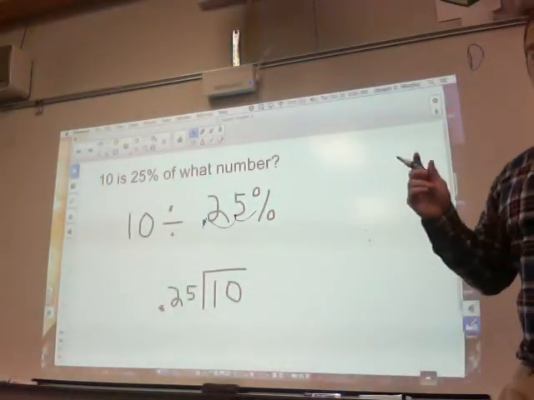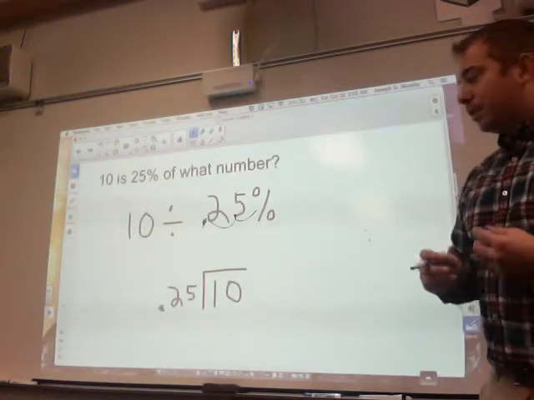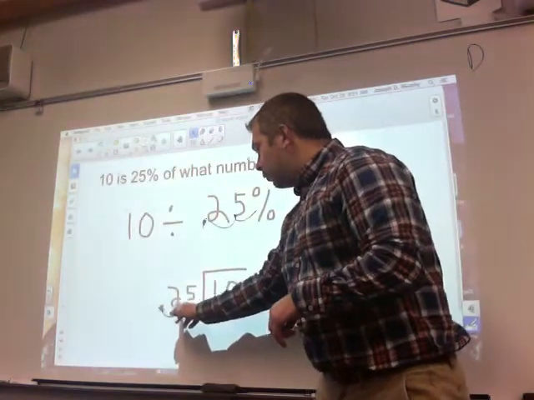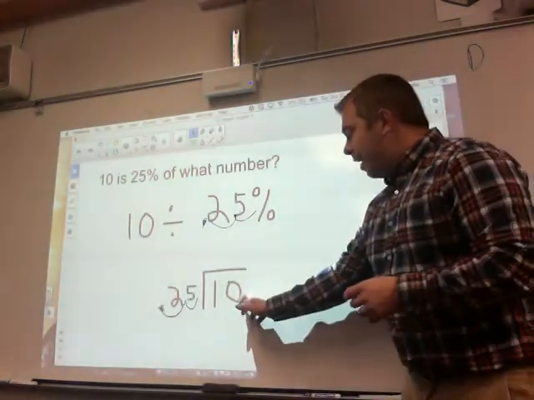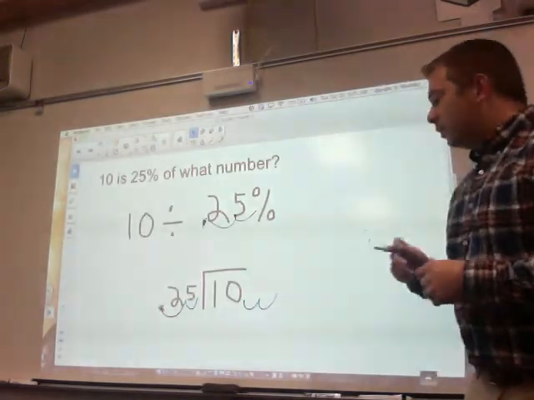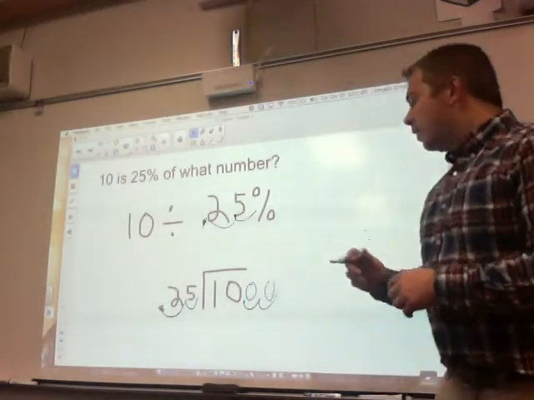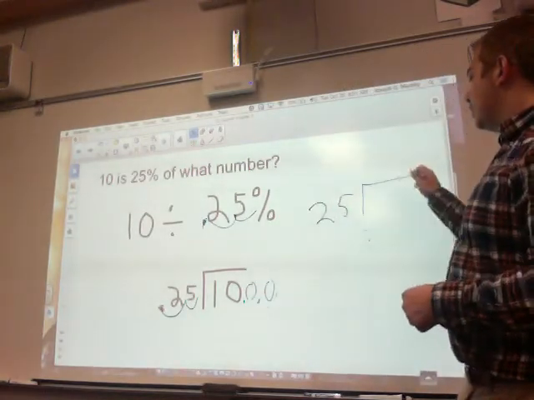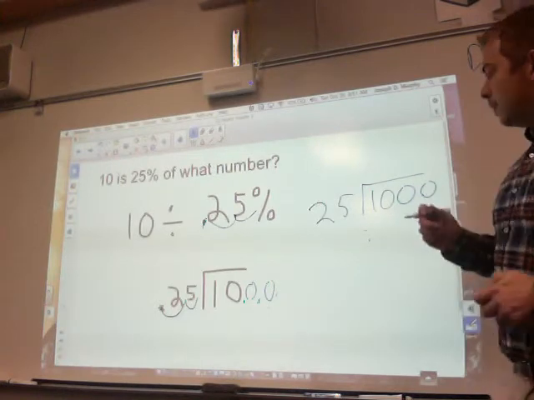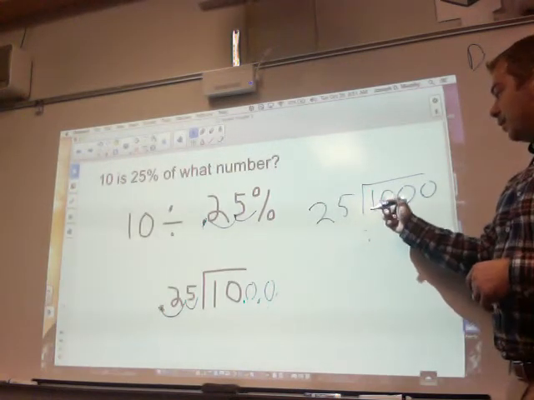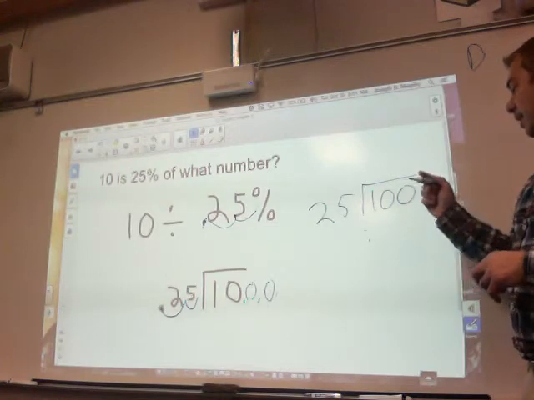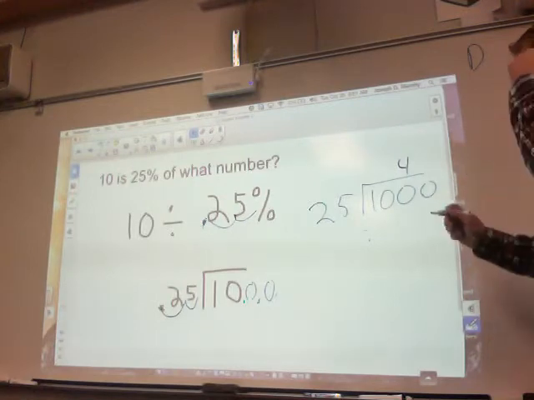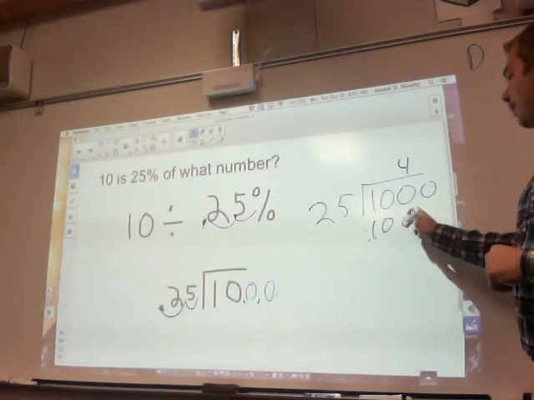Well, first of all, you remember from a couple chapters ago, I can't divide right there. I got to swoop it over. So I swoop it till it's a whole number, 1, 2, and now I have to swoop this one over, 1, 2, and fill in these holes. Now I'm left with 25 going into 1,000. 25 cannot go into 1 or 10 evenly, but it can go into 100. So 25 goes into 100 4 times. 4 times 25 is 100.